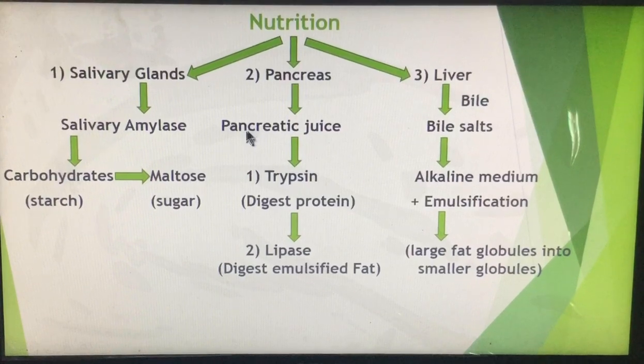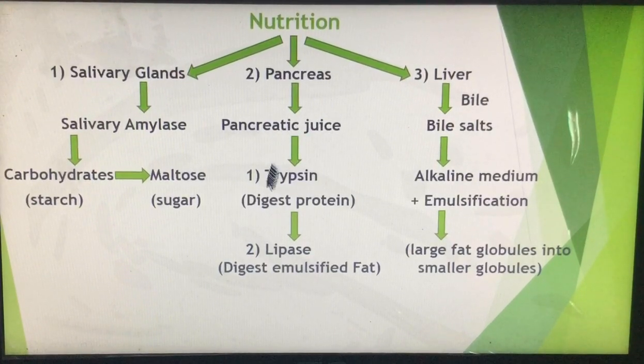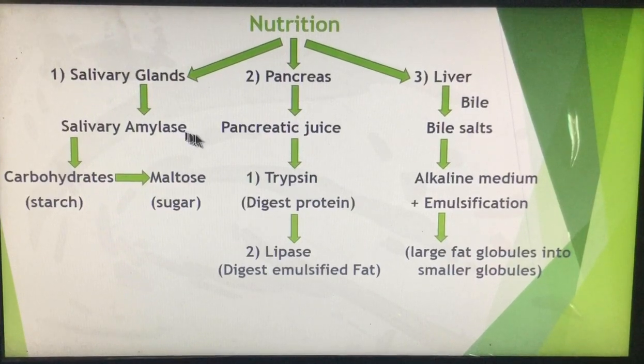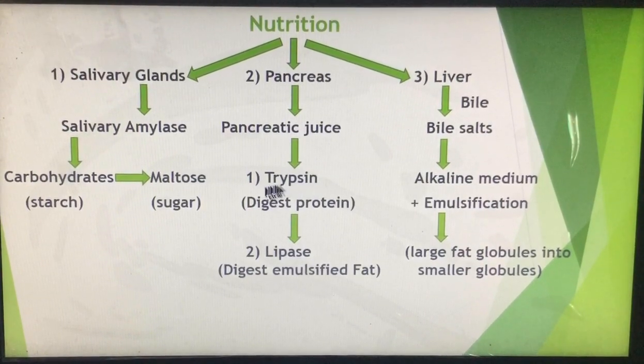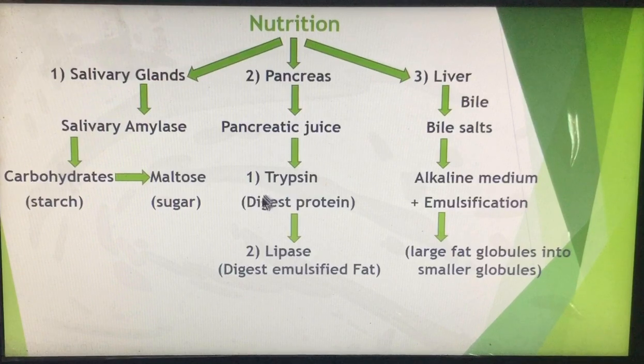Where does it go? Into the small intestine, with the help of a duct known as the pancreatic duct. So what is present in this pancreatic juice? One is trypsin. If you remember, in the gastric juice, pepsin is present. Pepsin is also a protease. Just as any enzyme which digests carbohydrates is known as amylase, any enzyme which digests proteins is known as a protease. So the protease present in the pancreatic juice is known as trypsin, and its function is again to digest protein.